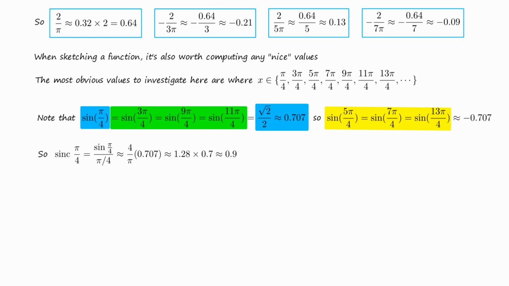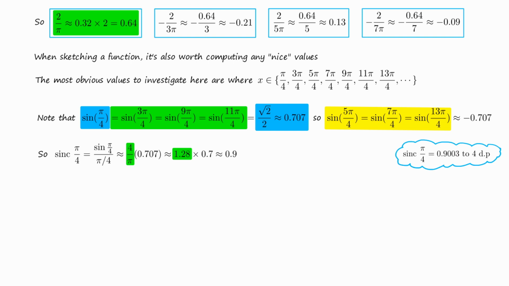And so we have that sinc pi by 4, which is sine pi by 4 over pi by 4, becomes 4 over pi times 0.707, and 4 over pi is twice 2 over pi, which becomes 1.28, and that multiplies out to give us that sinc pi by 4 is approximately 0.9. And in fact, by calculator, sinc pi by 4 is 0.9003 to 4 decimal places, so this is a pretty accurate result. And now, using elementary arithmetic, we can calculate the following nice values.